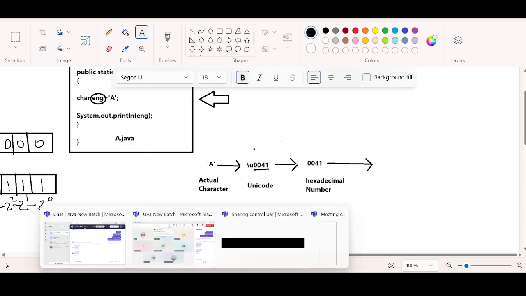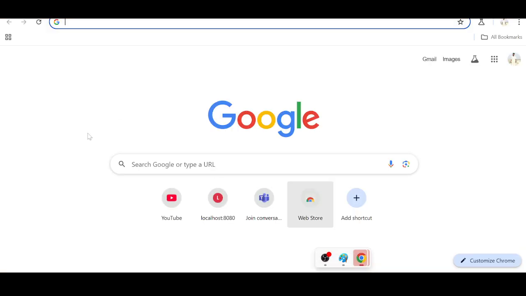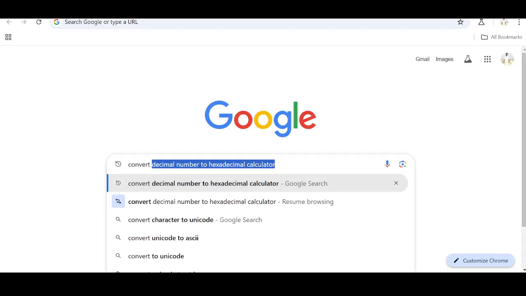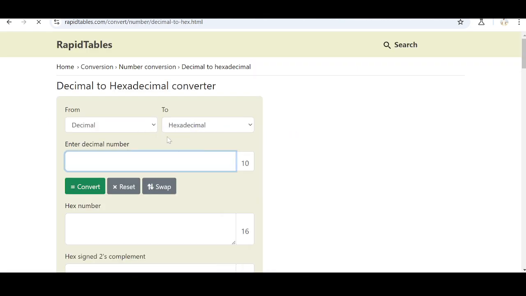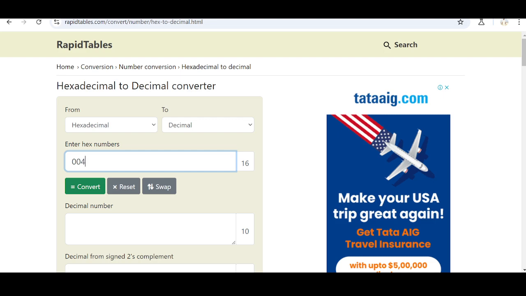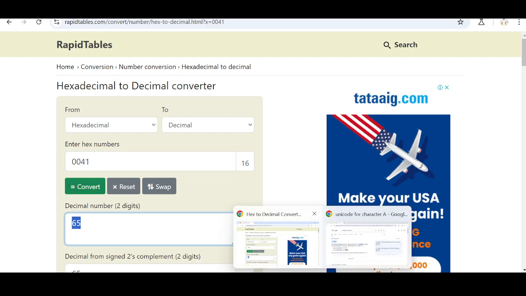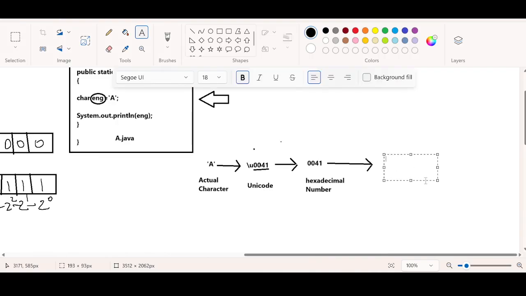Let us do the conversion first. Let us use Google for now. I will also help you with the conversion manually. We want to convert from hexadecimal to decimal. So the hexadecimal is 0041. Convert. You are getting a decimal number, 65. 65 is the decimal number.